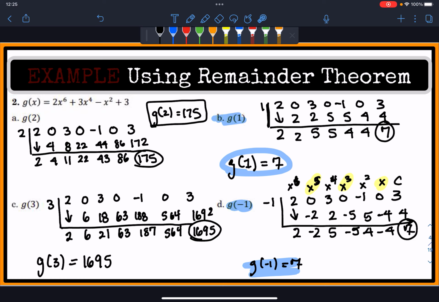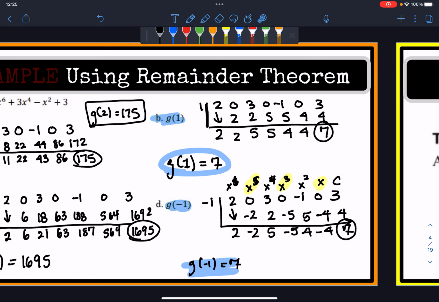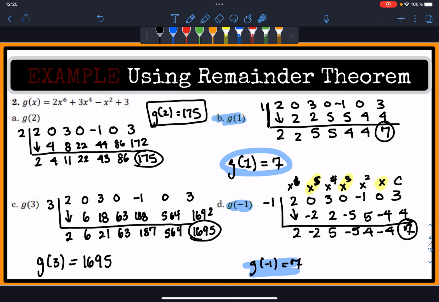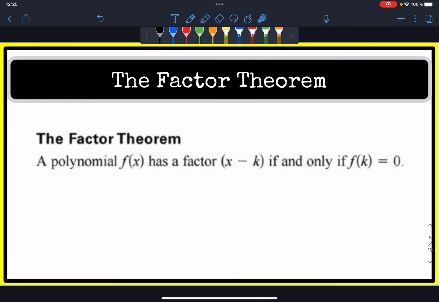Awesome. Very, very cool. So now that's the remainder theorem. Now, building up and moving on from this theorem is the factor theorem. So applying the remainder theorem to the factor theorem, we can identify if a polynomial is a factor to another one if the remainder is equal to 0.